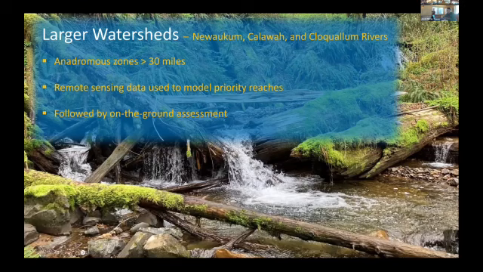Okay, now we're on the larger watersheds. Natural zones are greater than 30 miles. We suggest remote sensing data to model priority regions, and I'm going to show you one way to do that. And we follow that with an on-the-ground assessment. The people that are helping develop this plan get to go out and do this on-the-ground assessment. It connects them to the landscape a little bit better, and I think that builds a better project in some ways itself. So next slide.